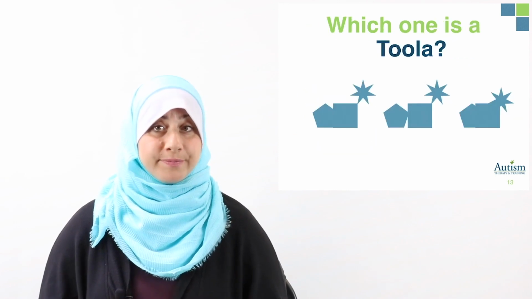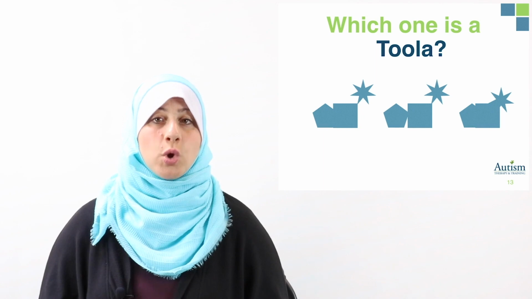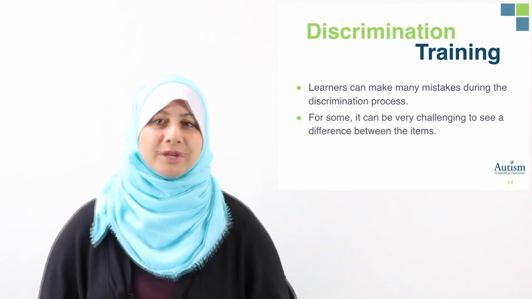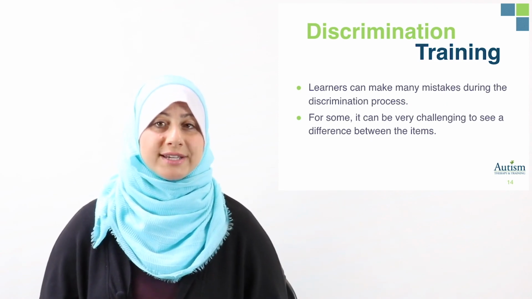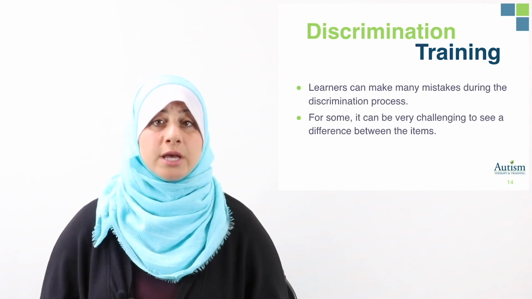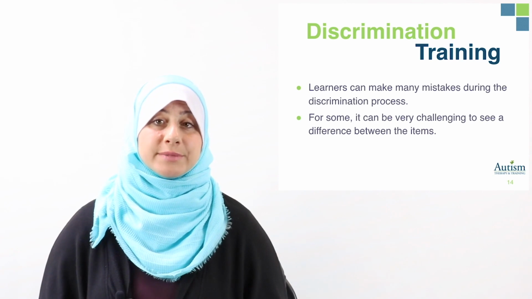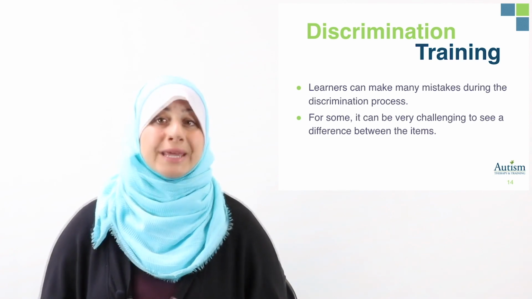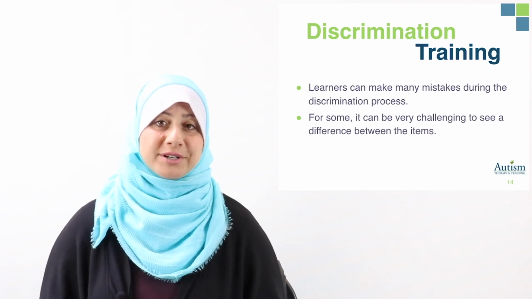Remember Tula? Can you pick it out from these three images? Which one do you think it is? Tough, right? Learners can make many mistakes during the discrimination process. For some, it can be very challenging to see a difference between the items due to the similarity between the items. Think back to the three images I just showed you. Picking out the Tula was hard because the items looked very similar.